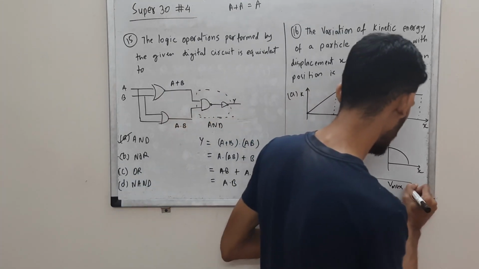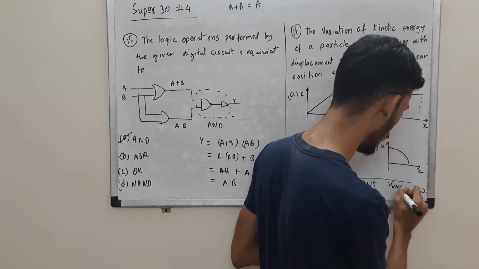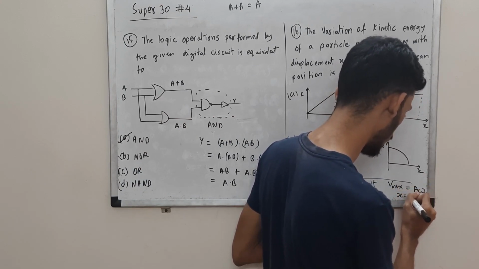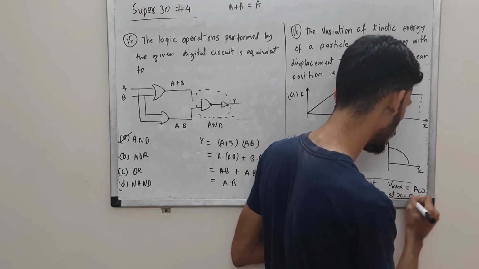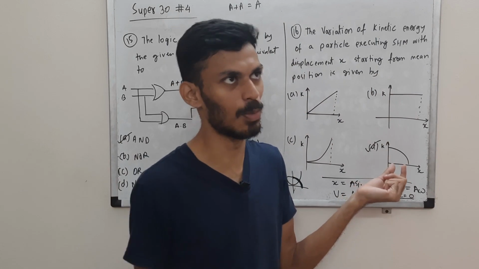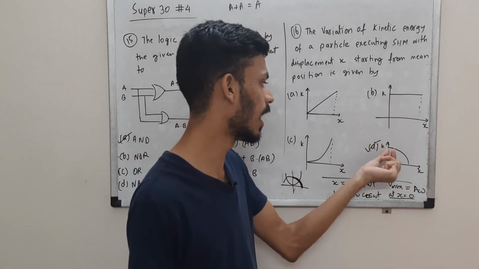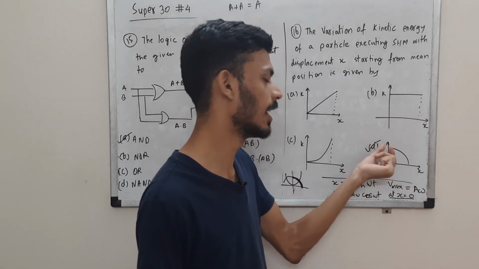Okay, so v max is A omega cos omega, which is 1. So this is the maximum value of v, and it is appearing at x equal to 0. So velocity is maximum at x equal to 0, which implies kinetic energy, which is proportional to v squared, will also be maximum at x equal to 0. You can see that this is the only case where kinetic energy is maximum.